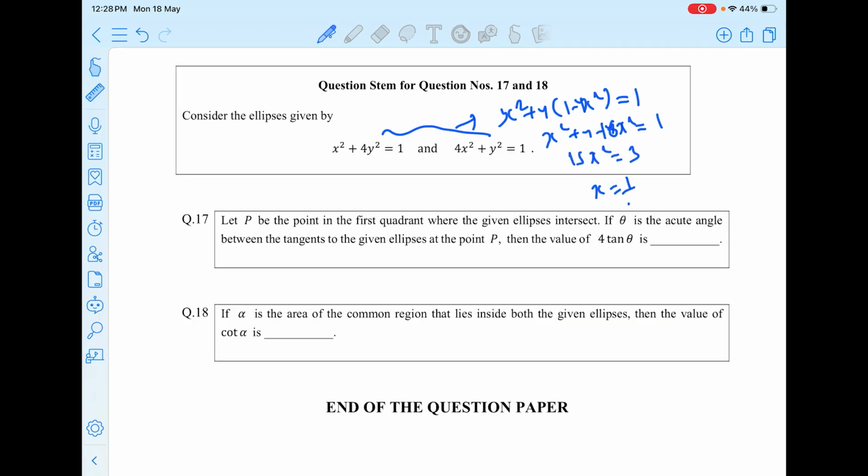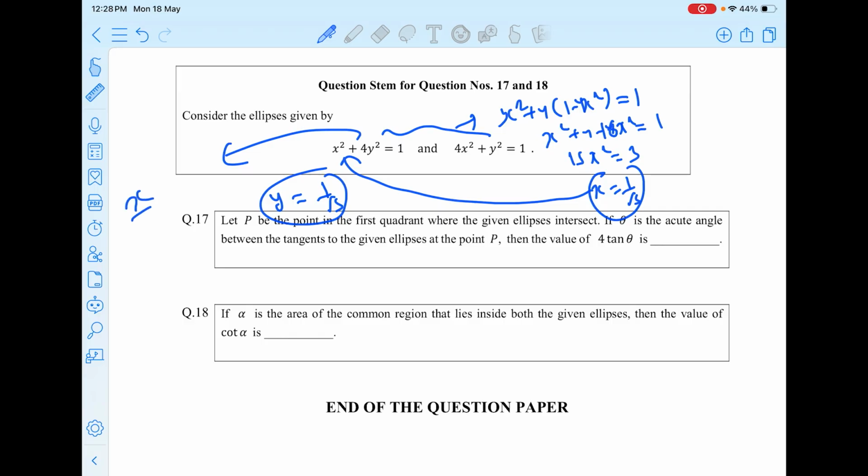So x is equal to 1 by root 5. When x is 1 by root 5, substitute here, you will get y also 1 by root 5. Now what are they asking? Angle between the tangents. The equation of tangent at any given point to any conic is T equal to 0. That means x by root 5 plus 4y by root 5 is equal to 1. And the second is 4x by root 5 plus y by root 5 is equal to 1.